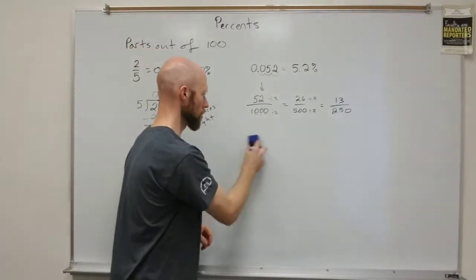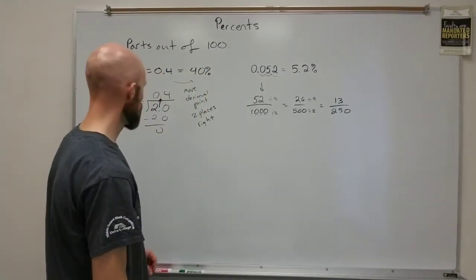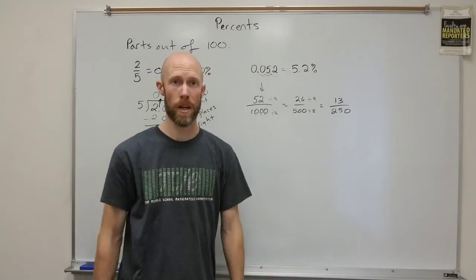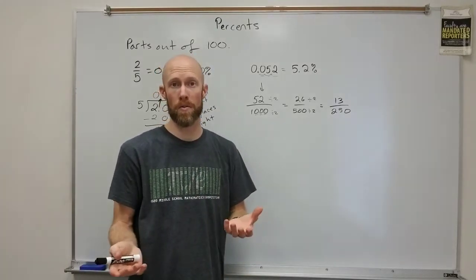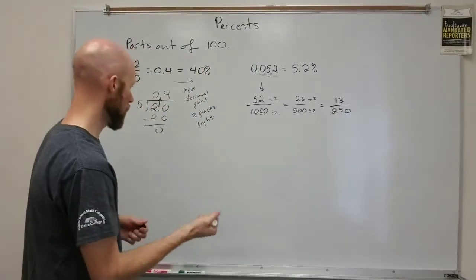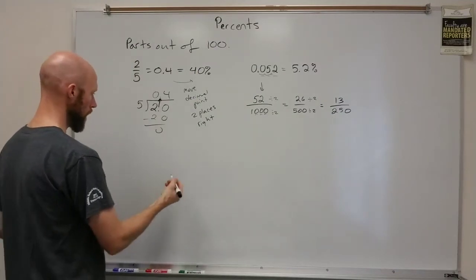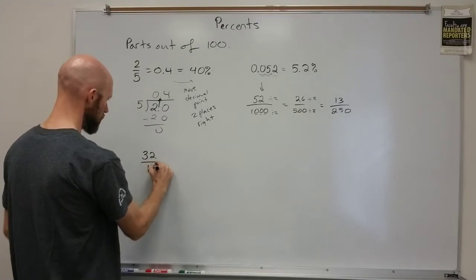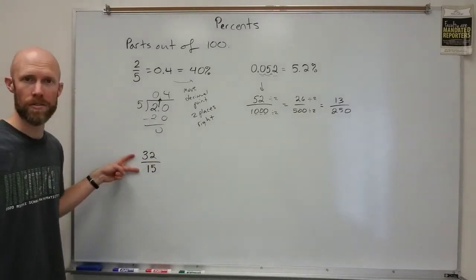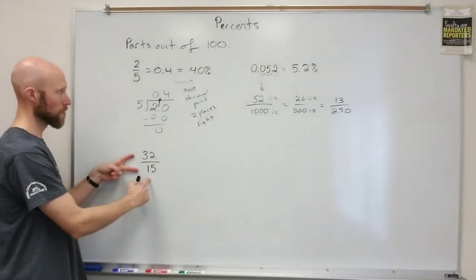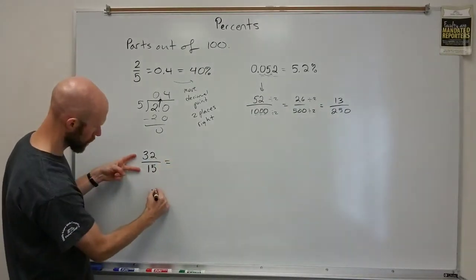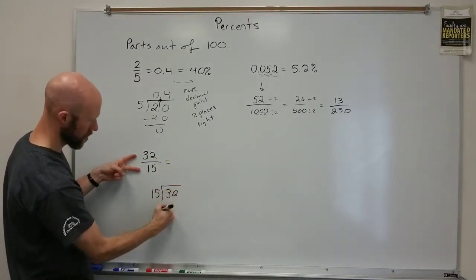So with every number, there's a fraction form, a decimal form, and a percent form. Okay, and these could be any number even bigger than 1, right? So 100%. So you could have 32 out of 15, right? 32 out of 15 is a fraction. If I want to put that into a decimal, I just go 15 into 32.